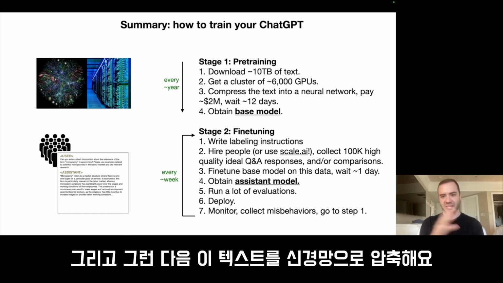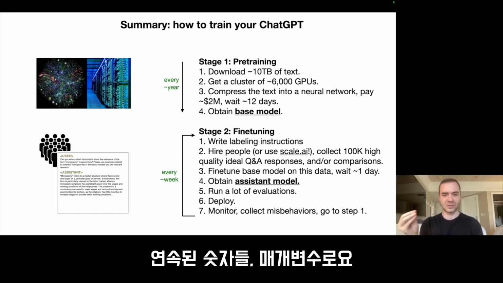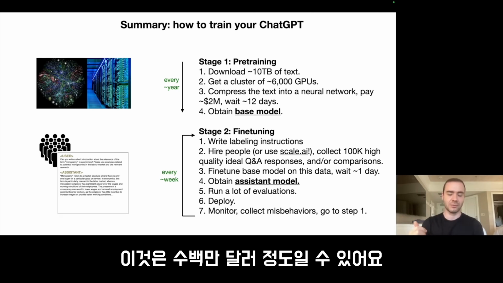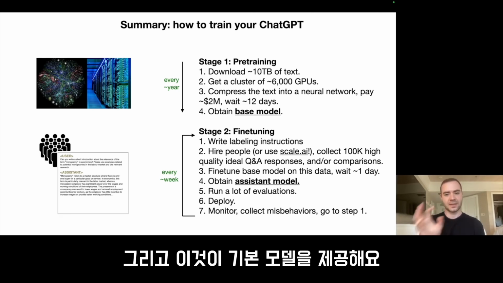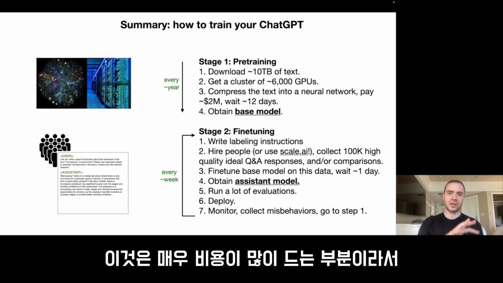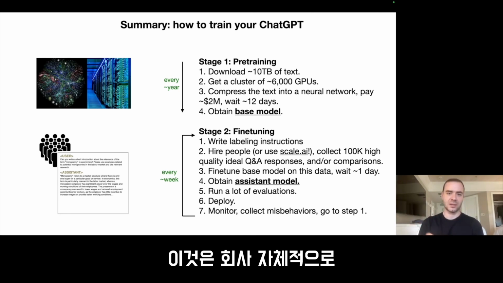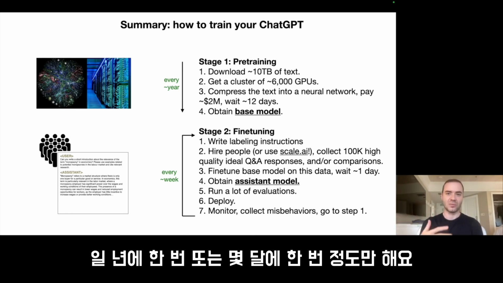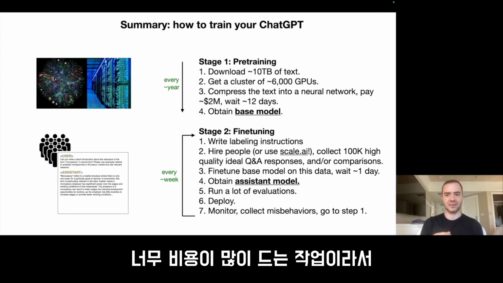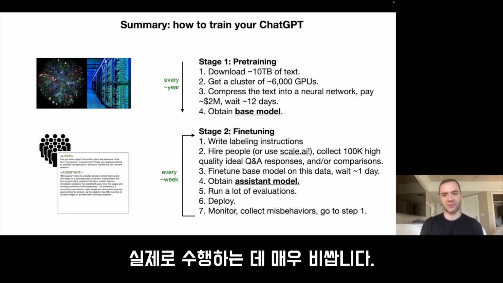And then you compress the text into this neural network, into the parameters of it. Typically, this could be a few millions of dollars. And then this gives you the base model. Because this is a very computationally expensive part, this only happens inside companies maybe once a year or once after multiple months, because this is very expensive to actually perform.